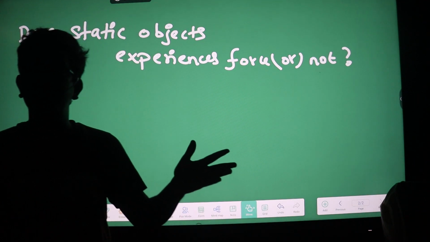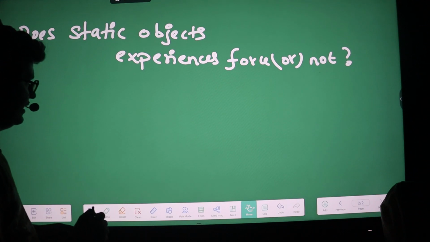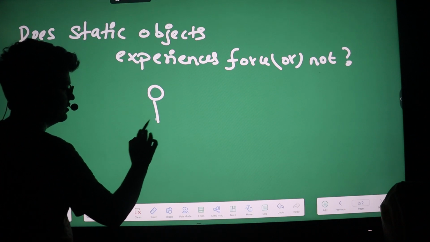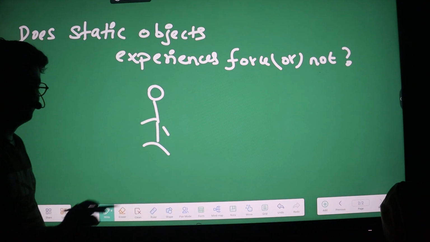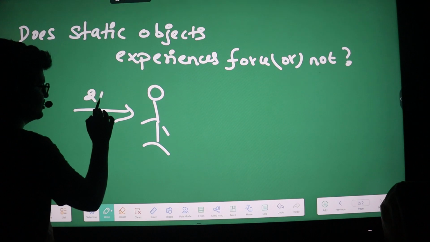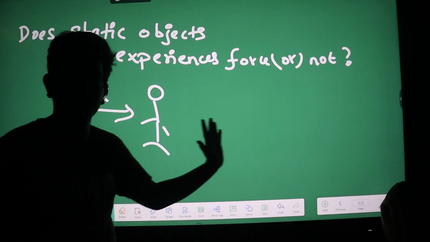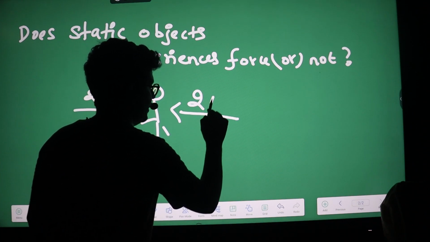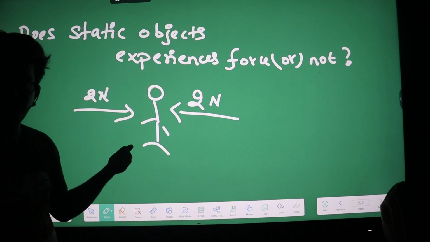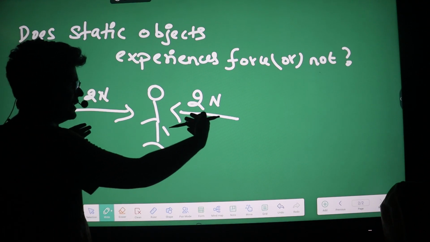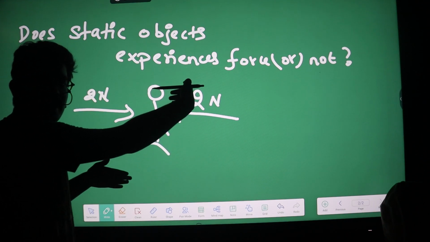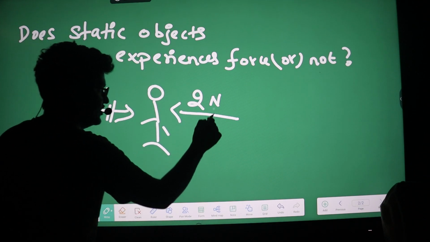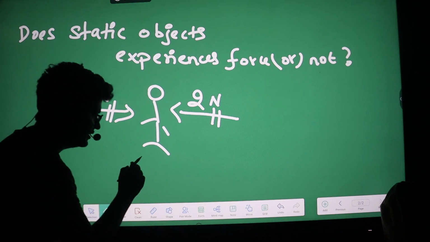It is what you studied in 11th standard. For example, you can take a chair here. For example, a boy standing here. If you apply 2 Newton force in this direction, for sure this boy will move in this direction. If you apply the force 2 Newton in the negative x-axis direction, as the forces are equal and opposite to each other, these forces will cancel each other out and this object will be at static.